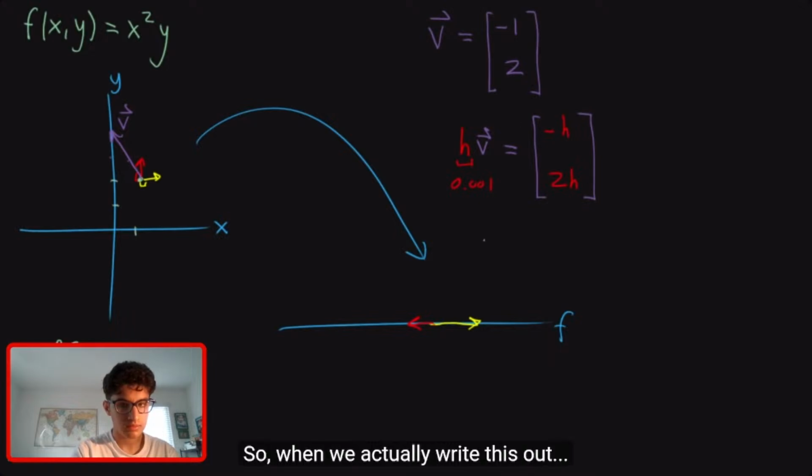So when we actually write this out, the notation, by the way, is you take that same nabla from the gradient, but then you put the vector down here. So this is the directional derivative in the direction of v.